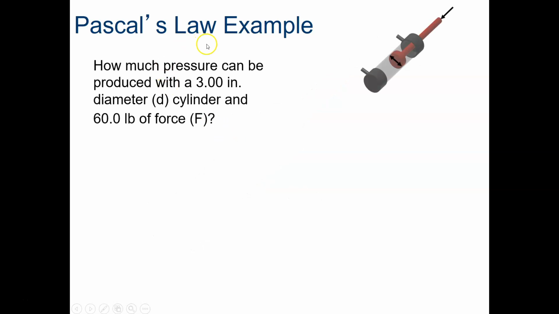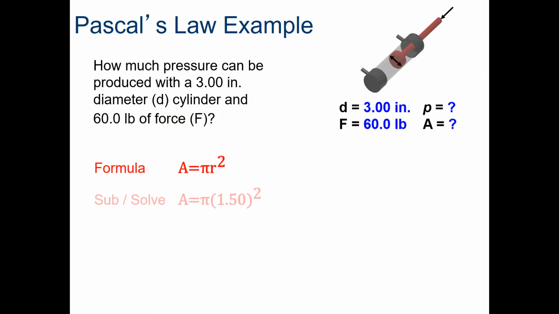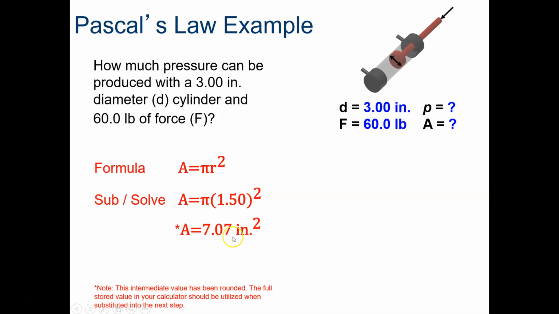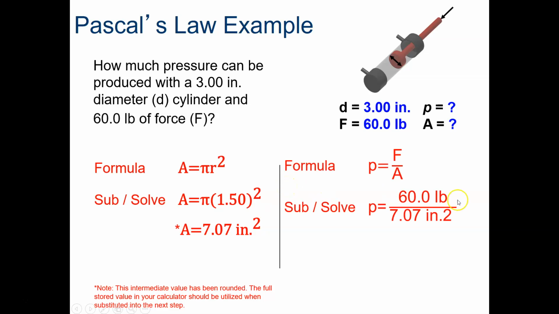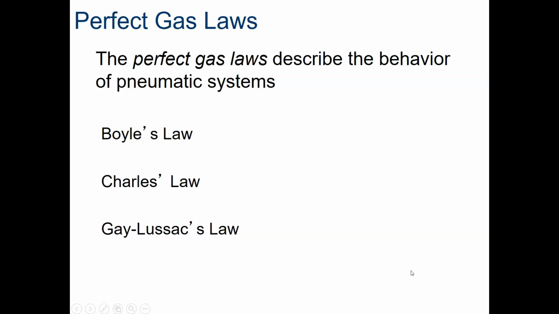So here's an example. How much pressure can be produced with a 3-inch diameter cylinder and 60 pounds of force? So if the diameter is 3, the radius, since this is a cylinder, we're going to deal with the formula being pi r squared. The radius is 1.5. So the area is 7.07 square inches. The force is 60 pounds. So we take the 60 pounds and divide by the 7.07 square inches. And that gives us a pressure of 8.49 PSI. Okay, so that's just Pascal's law, P equals force divided by area.